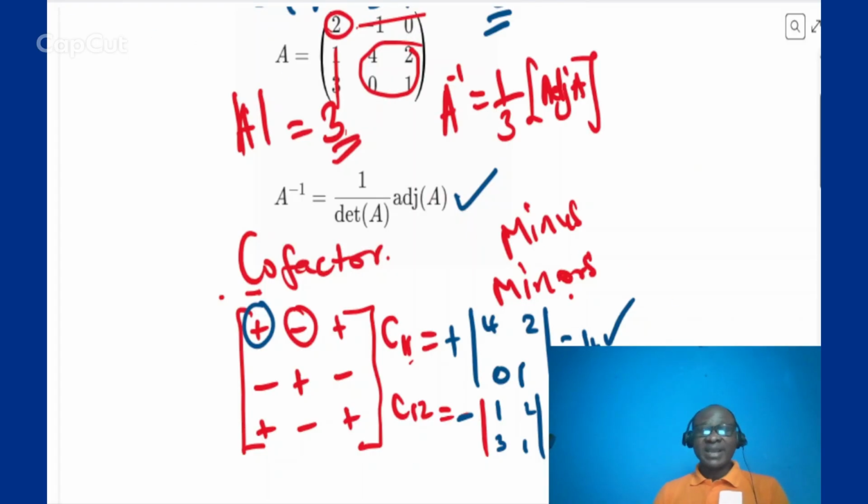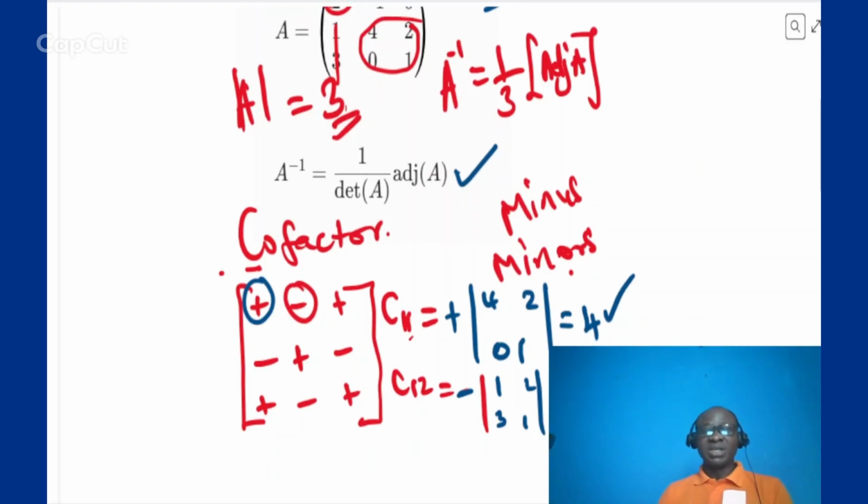So we go again to C13. Okay. So what are the values I'm going to take from the matrix we are using? Sorry, let me clean it so that you can see it properly. Okay, sir.